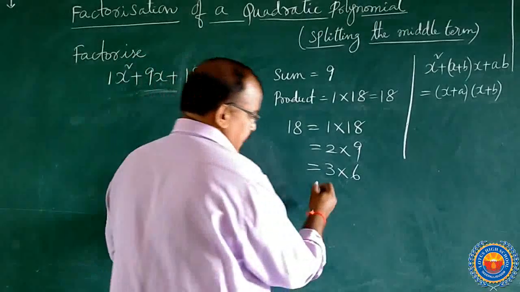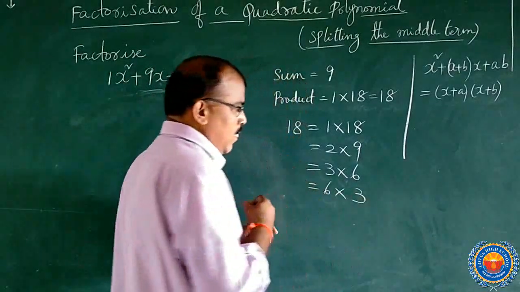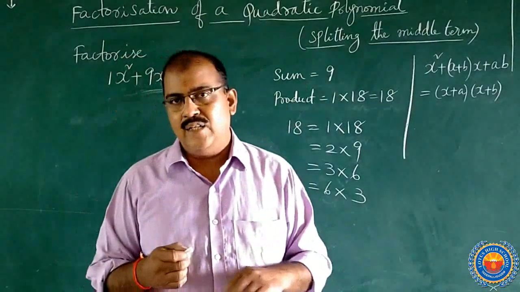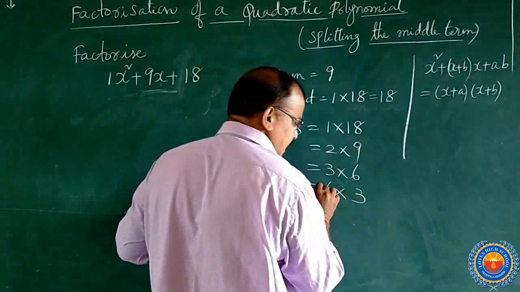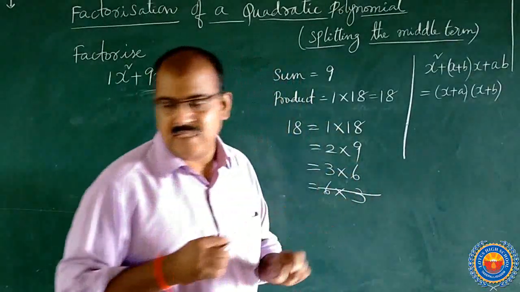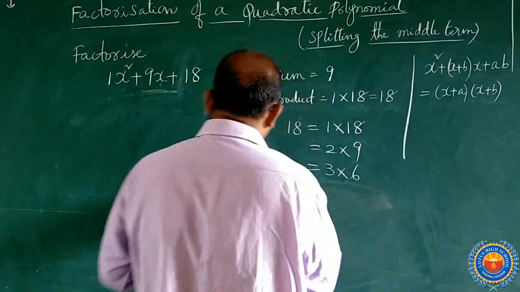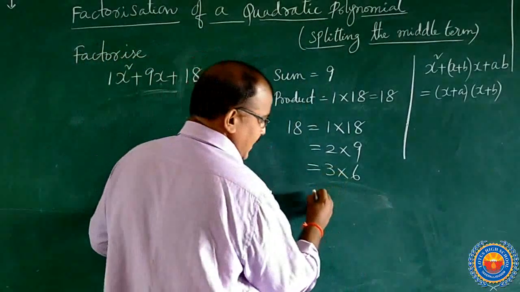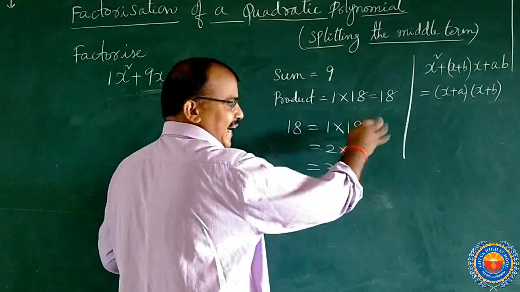Now coming to 6, again 6 into 3. Already 3 into 6 and 6 into 3 are the same, so there is no need to take this one. Only the factors are 1, 2, 3, 6, 9, 18.